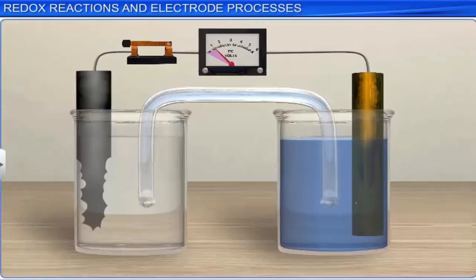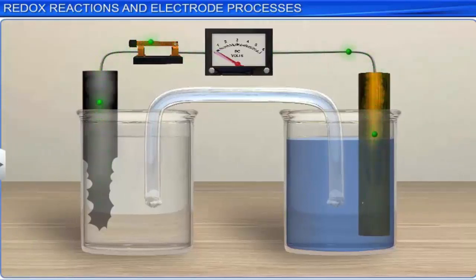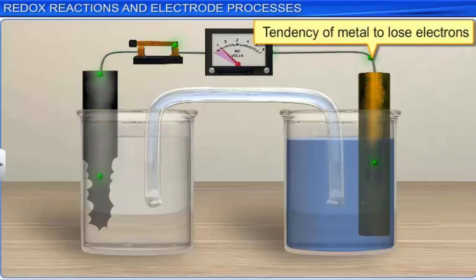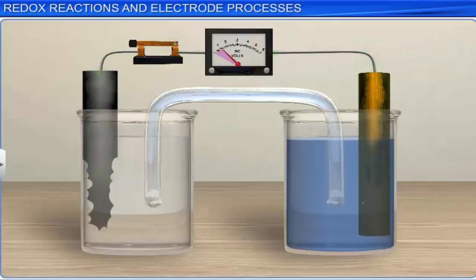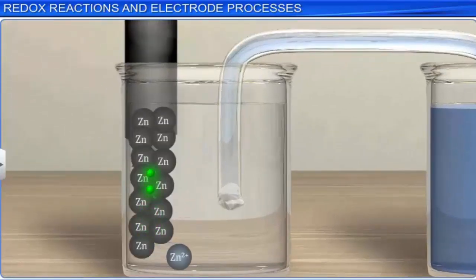Note that there are many factors that determine the amount of electric current produced by a galvanic cell. The most important factor is the tendency of a metal to lose electrons. Between the two electrodes, one has a tendency to lose electrons, while the other has a tendency to gain electrons.